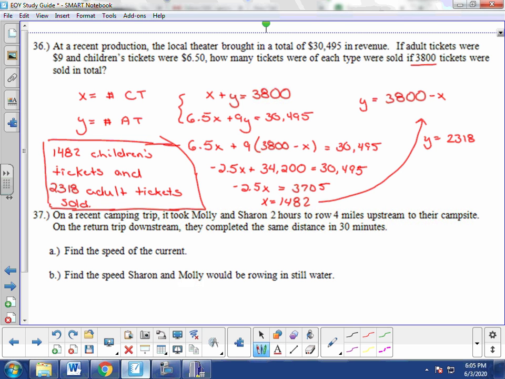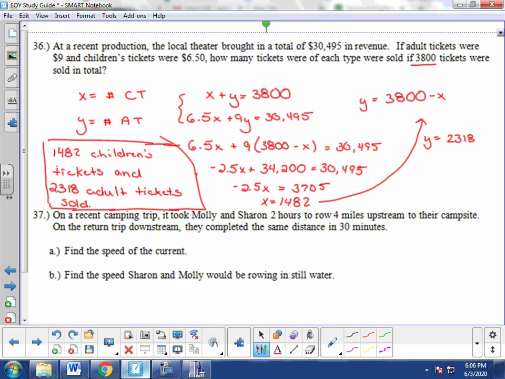Problem 37 is also a system of equations. So it says on a recent camping trip, it took Molly and Sharon 2 hours to row 4 miles upstream to their campsite. On the return trip downstream, they completed the same distance in 30 minutes.